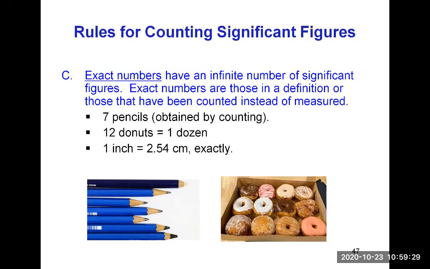These are examples of definitions, and all the metric prefixes lead to exact definitions. And also within the English system, it's also exact definitions. This example here of 1 inch equals 2.54 centimeters is between the English and the metric system, but it's considered to be exact.